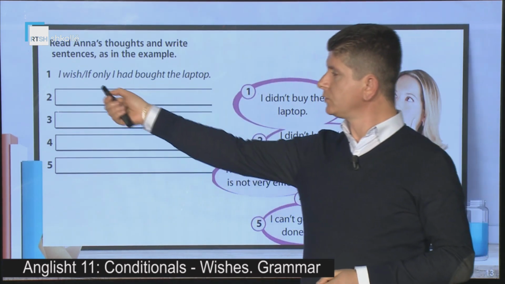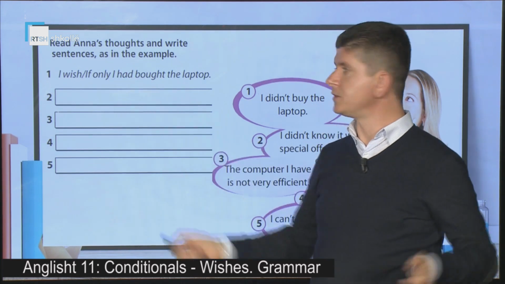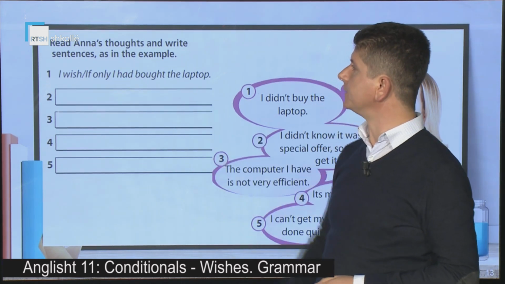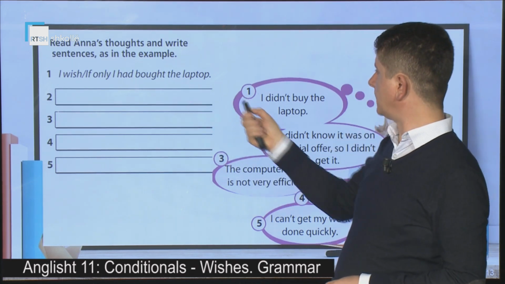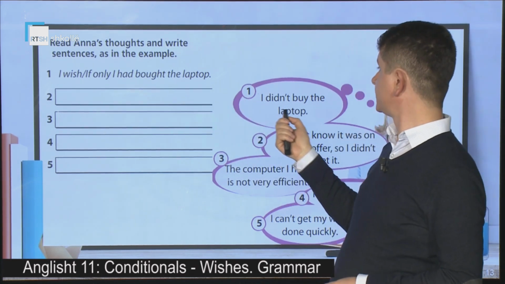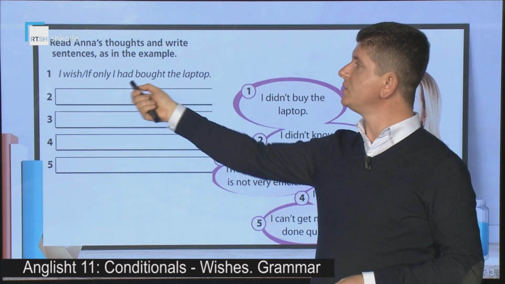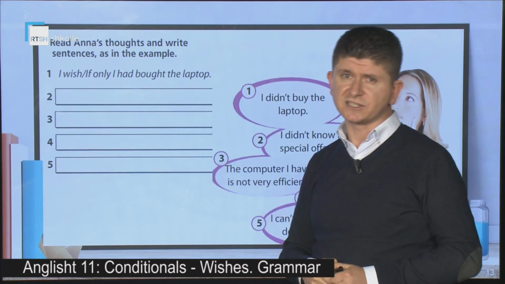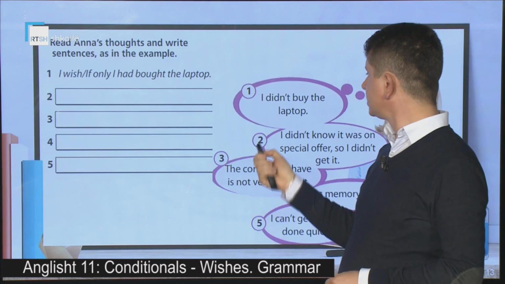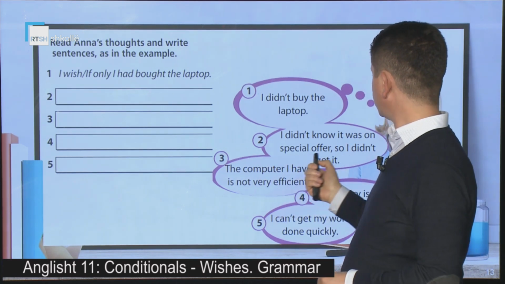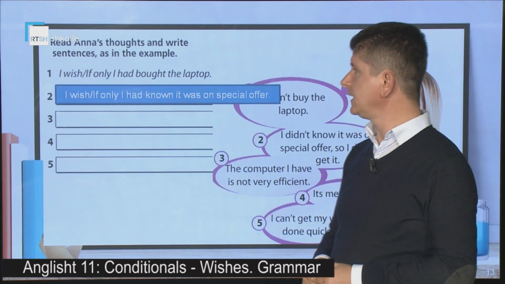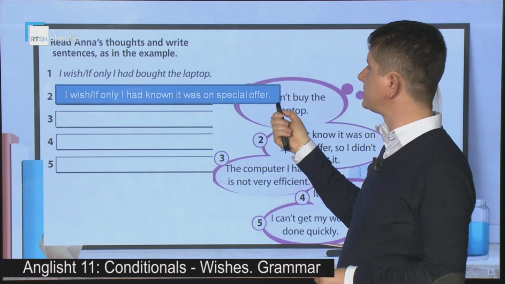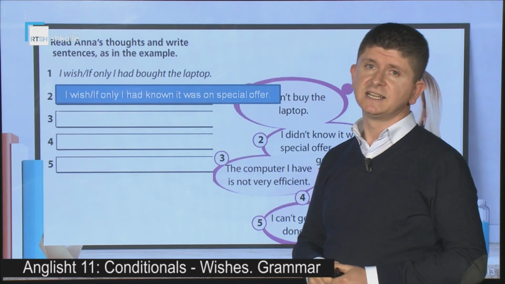So we could use "I wish" or "if only," whichever you want. The first one is already done: "I wish, or if only, I had bought a laptop." She didn't buy a laptop. Now she says, "I wish I had bought a laptop." She is expressing her regret. The second one: "I didn't know it was on special offer, so I didn't get it." We say, "I wish, or if only, I had known it was on special offer." Again, it is a regret.